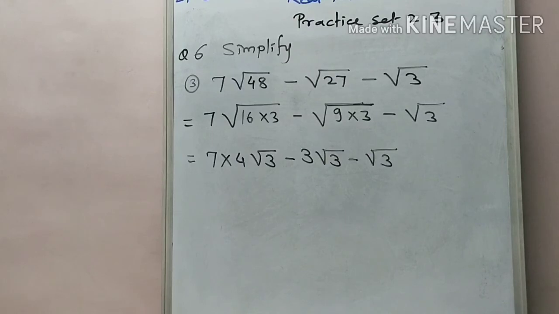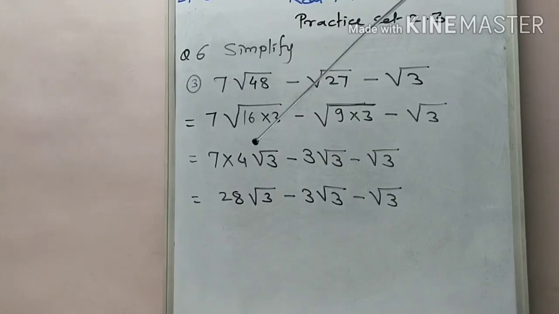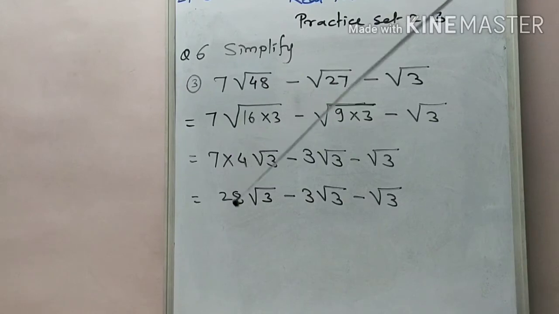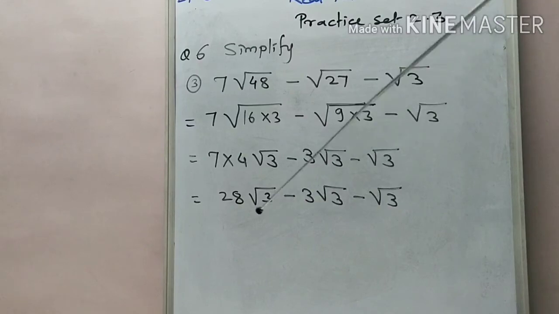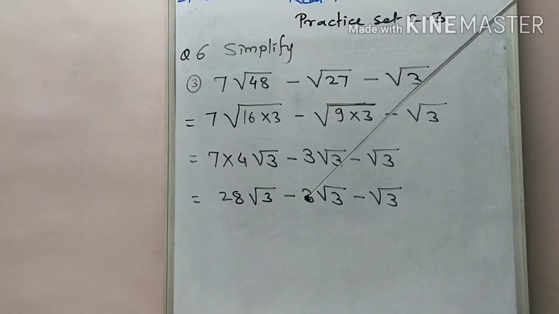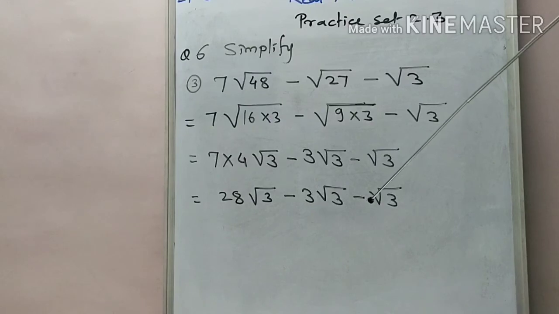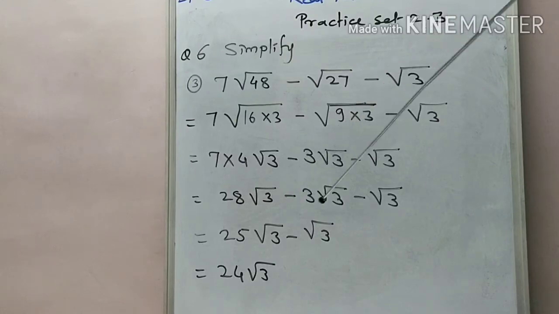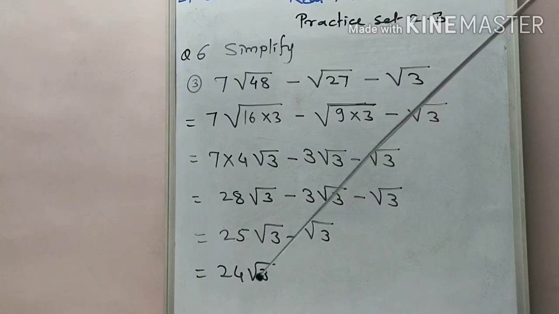Now we do the product of 7 and 4. 7 4s are 28 root 3 minus 3 root 3 minus root 3, and now these three are like surds. So first we do this subtraction. 28 minus 3 is 25, minus, here a rational number is not there, which means it is 1. So 28 minus 3 is 25, minus 1 is 24 root 3, which is the answer. Or you can first simplify the first two subtraction parts: 28 minus 3 is 25 root 3 minus root 3, so the answer is 24 root 3.